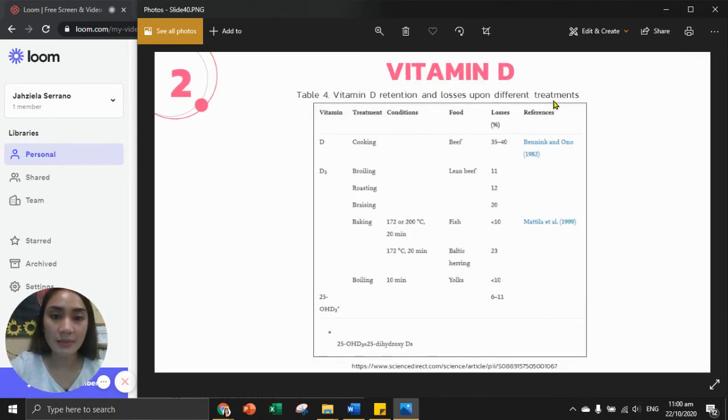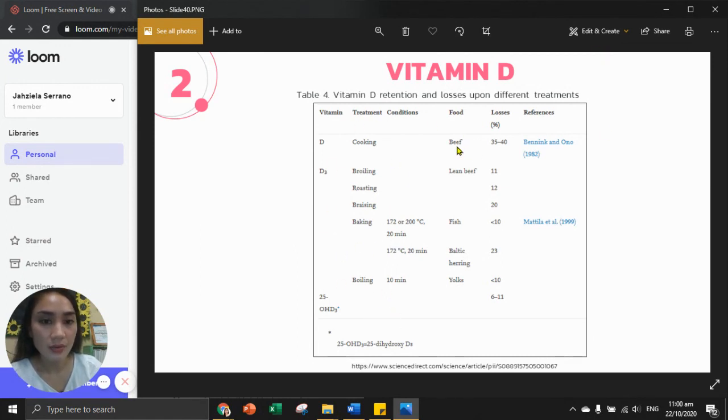Okay, next is vitamin D retention and losses upon different treatments. Dito, upon different treatments yung tinignan. So, we have vitamin D in cooking, broiling, roasting, braising, baking, and boiling. So, iba-iba yung treatment condition.